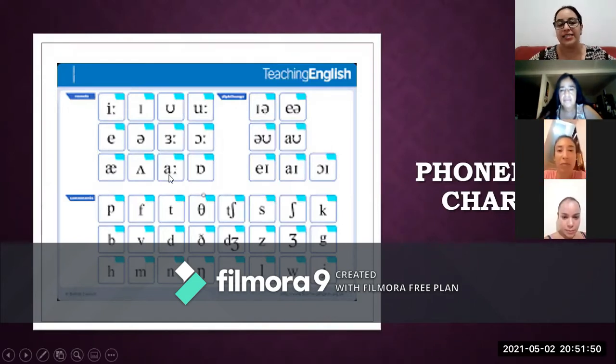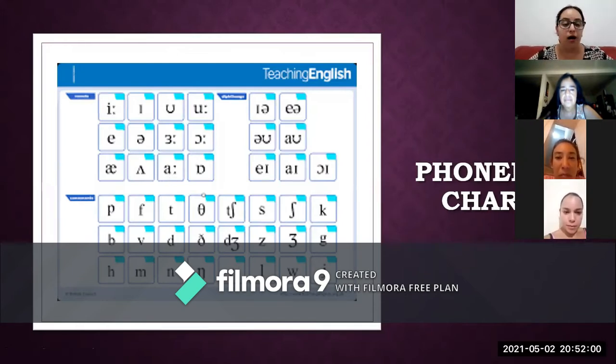In this case, it is the sound of the vowel A. And when you see this symbol in a word, it sounds ah. It's a long sound. For example, the word heart or jar. Even though the letter is A, the sound is long.